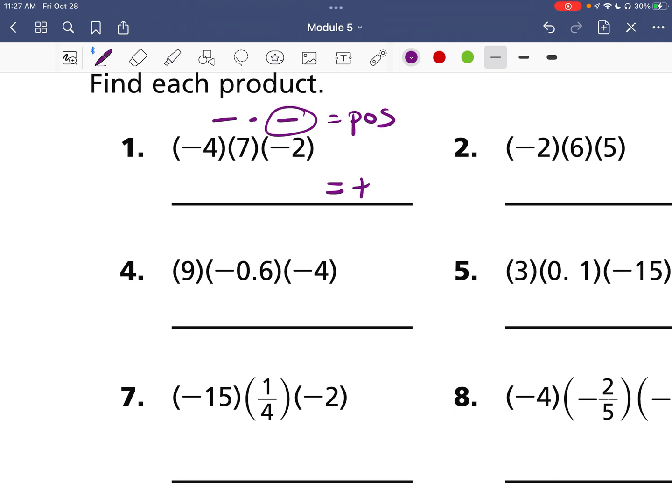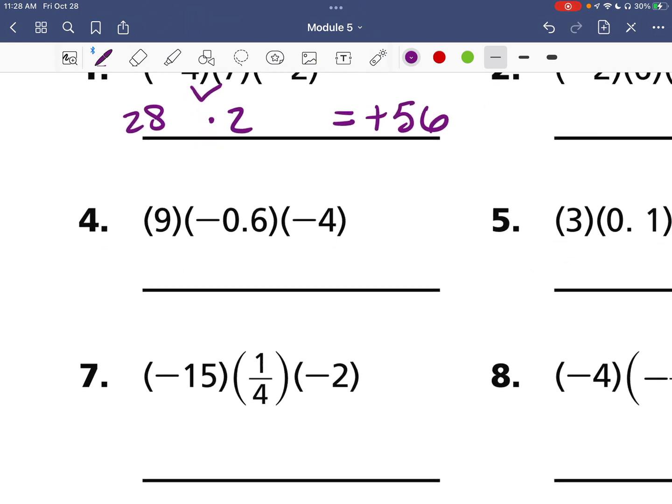And then we got to figure out the numbers. So -4 times 7 times -2 there. So what is 4 times 7? That'll be 28. And then we need to multiply that by our 2. And by doing this work up here, it allows us just to focus on the numbers. So that way we're not worried about the signs. We just need to do 4 times 7 times 2, and we already have that sign figured out here. So 4 times 7 is 28, times 2 will get us 56.